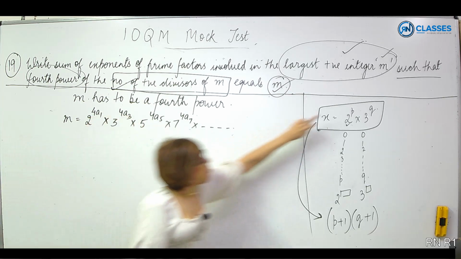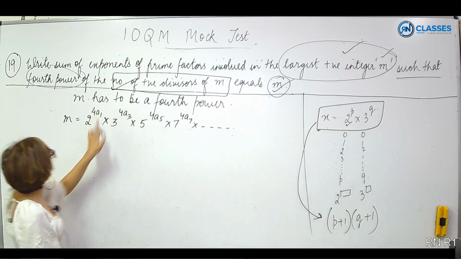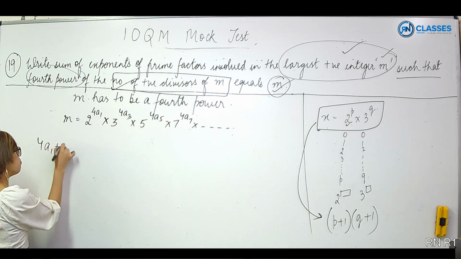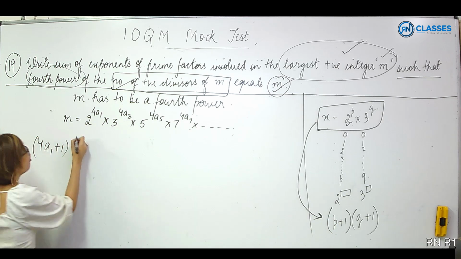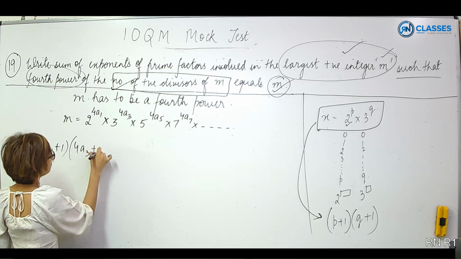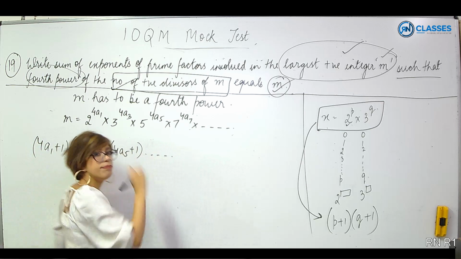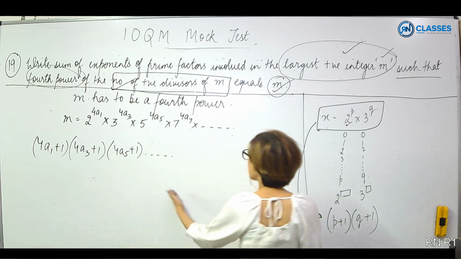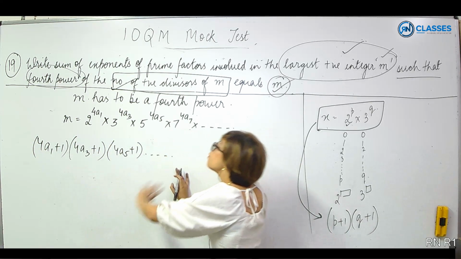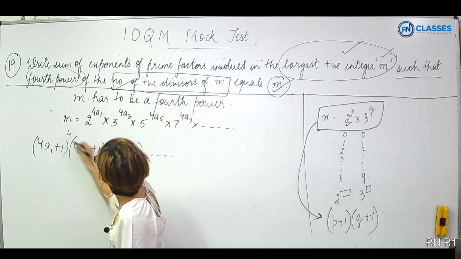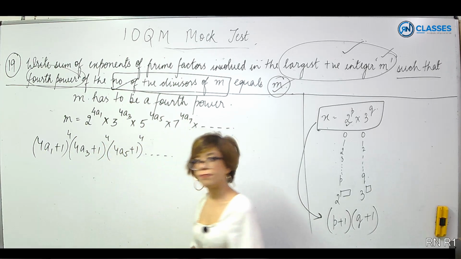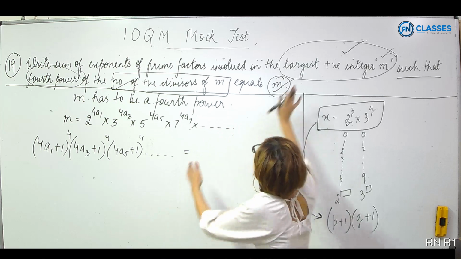Now, here P plus 1. So, here 4A1 plus 1 into 4A3 plus 1 into 4A5 plus 1 and so on. If I multiply these, I get the number of divisors. Now, he says fourth part of this. So, that means the fourth part is equal to the number itself, L.